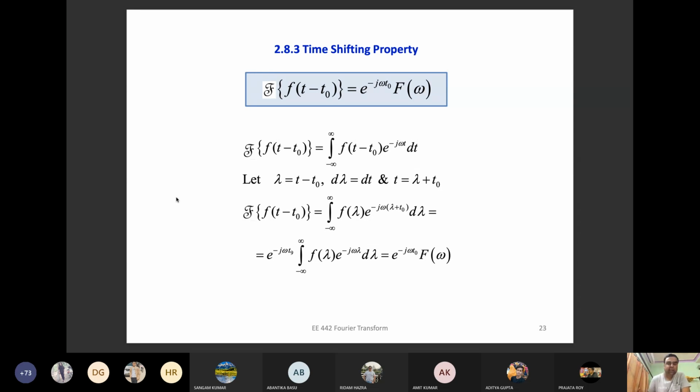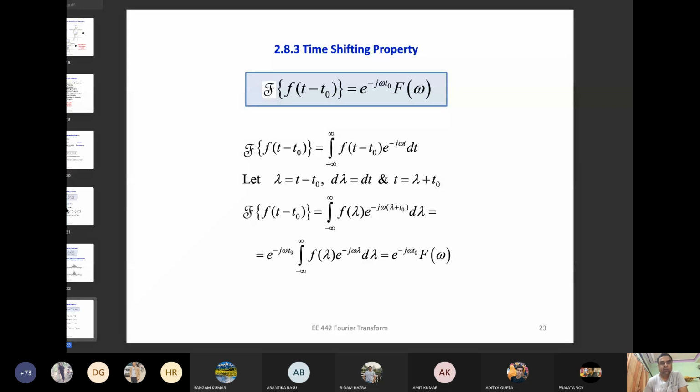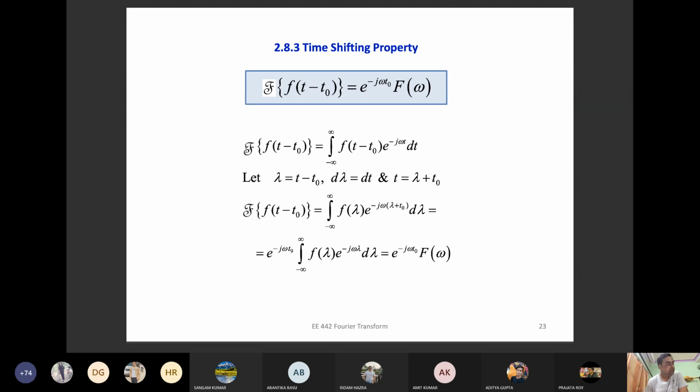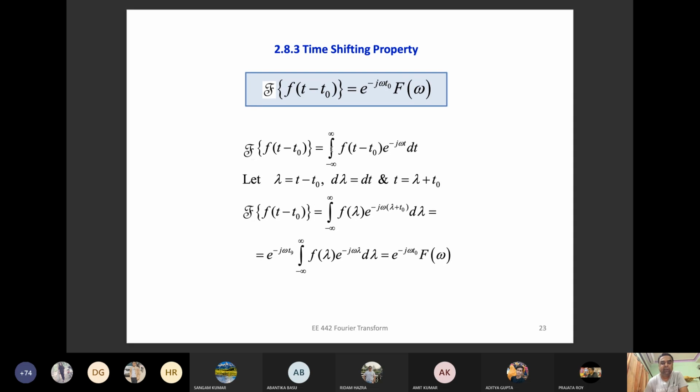So the proof goes like this. I have to check that the Fourier transform of f(t − t0) equals e^(−jωt0) F(ω). By definition, the Fourier transform of f(t − t0) equals the integral from minus infinity to plus infinity of f(t − t0) e^(−jωt) dt.